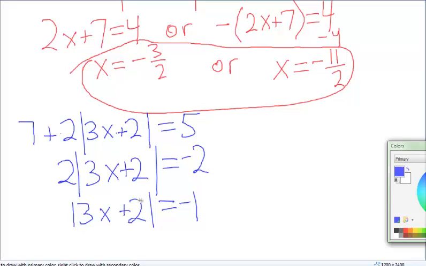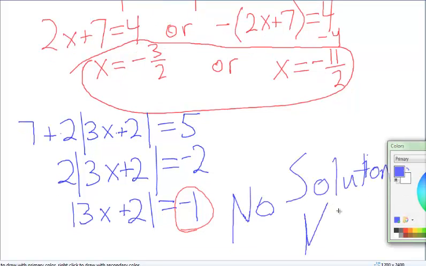Now, here's where the next problem comes in. Absolute value equals negative 1. Well, remember, what does absolute value represent? Absolute value represents distance. Distance can never be negative. Absolute value is always going to be a positive value. Positive can never equal negative. So as soon as we see this negative over here, absolute value all by itself equal to a negative, we know that our answer is no solution. So that's absolute value equations.